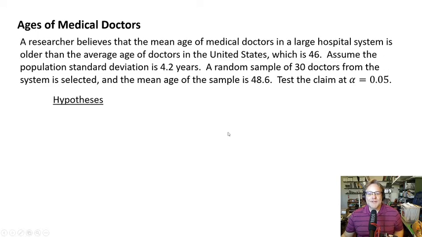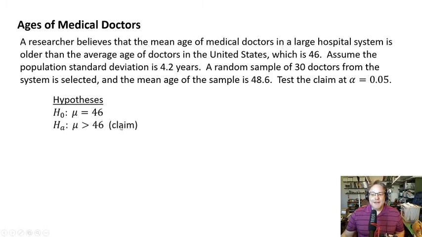Okay, so let's first of all start off with our hypotheses. Did you come up with some based upon this first sentence here? Hopefully you came up with the null hypothesis being that the average age of the doctors in the hospital is the same as the average age of doctors in the United States, which is 46. That's the boring hypothesis, the nothing special is happening hypothesis. And that's the one that this researcher is hoping to reject with the statistical analysis.